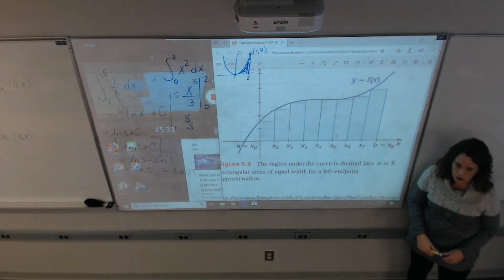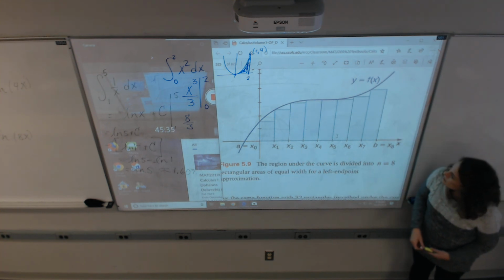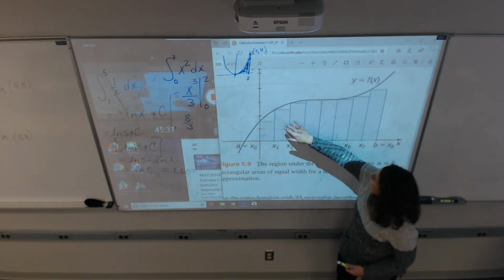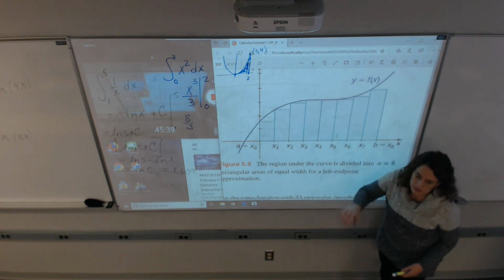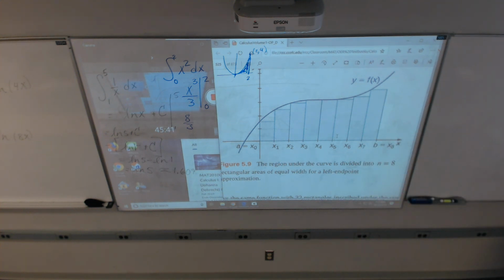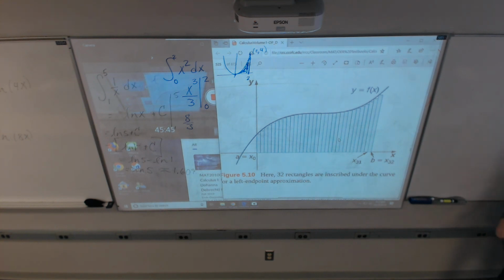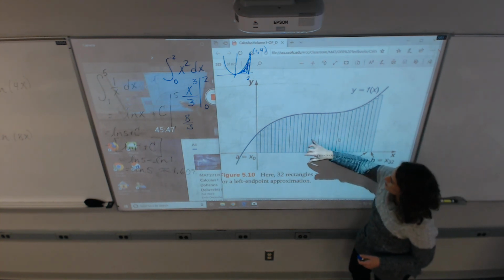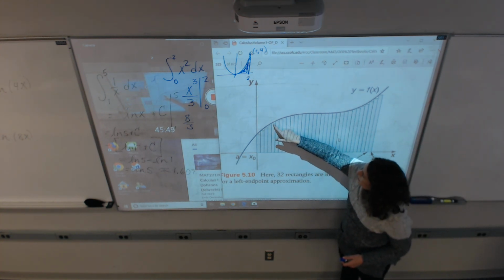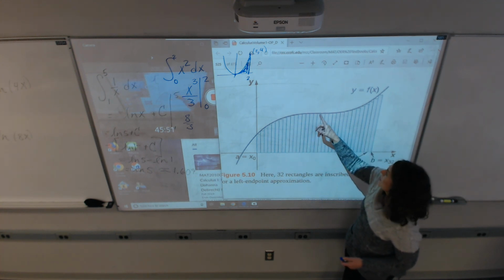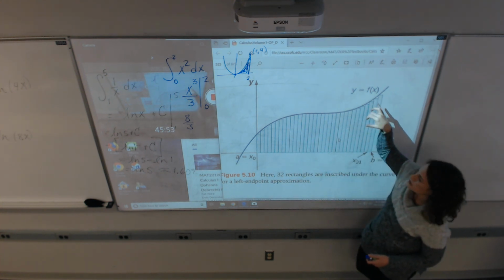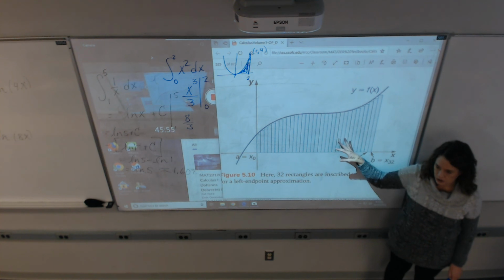This is the same curve. It's a little less area. I'm still short. How much area am I? I'm still short, right? I can't hardly tell I'm short there. I'm still short a little bit, but am I getting closer?